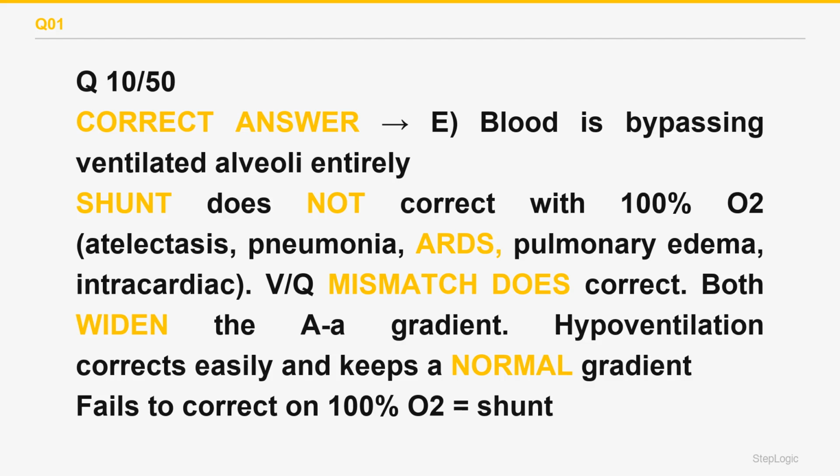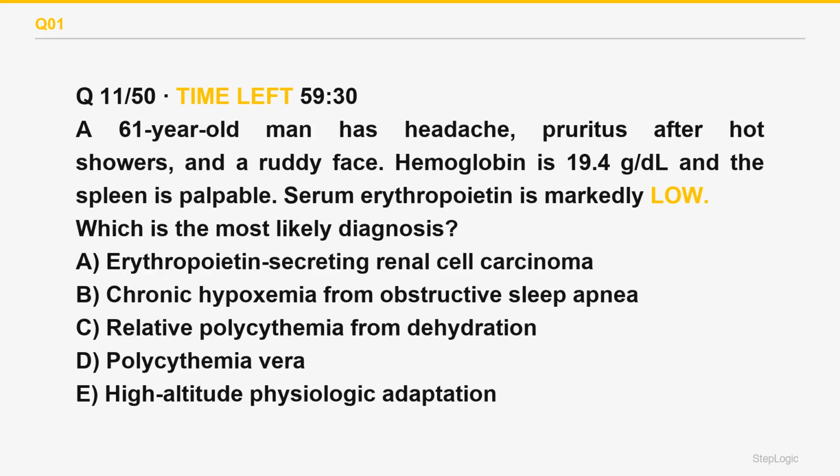Choice B is a subtler distractor. A diffusion limitation does widen the gradient, but because it is a barrier rather than an absence of ventilation, raising the alveolar oxygen pressure increases the driving gradient across that barrier, and the PaO2 improves considerably. If you see hypoxemia that will not budge on 100% oxygen, think shunt and look for filled or collapsed alveoli, which is the most likely diagnosis.